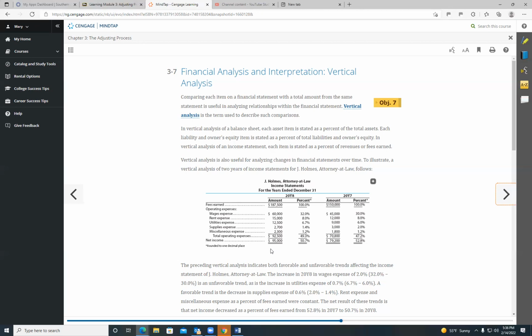In a vertical analysis of an income statement, such as here, each item is stated as a percent of revenues or fees earned. So here we had total revenue. So then what they would do is they take the expense and report it as a percentage of revenue. So in this situation, wages expense was 32% of revenue. Okay. That's kind of how you look at it.